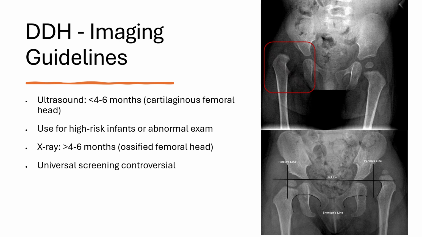Ultrasound excels at showing the cartilaginous femoral head, acetabular development, and dynamic hip stability during movement. Use ultrasound for high-risk infants or when your physical examination suggests abnormalities. After 4 to 6 months, the femoral head begins ossifying and becomes visible on X-rays, which then provide better anatomical detail for treatment planning. The controversy around universal screening reflects the balance between early detection benefits and the cost and complexity of screening all newborns. Most programs focus on high-risk populations while maintaining vigilant clinical surveillance for all babies.